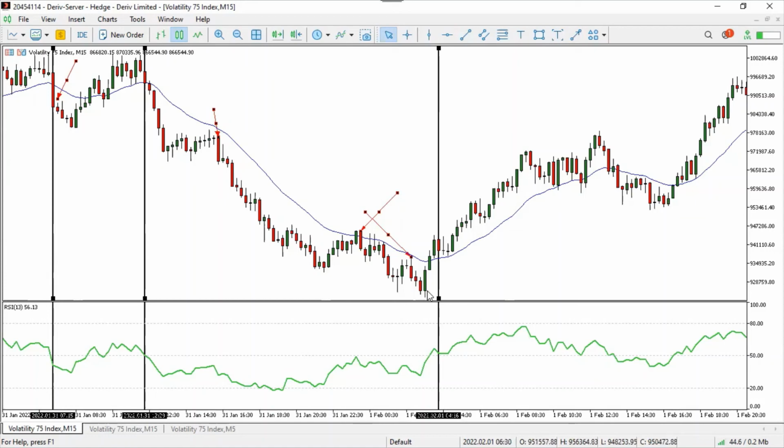So above the 50 level is what I call the buy zone, and below the 50 level is the sell zone. Now that's how you can trade along RSI and EMA 21. So that is just that.